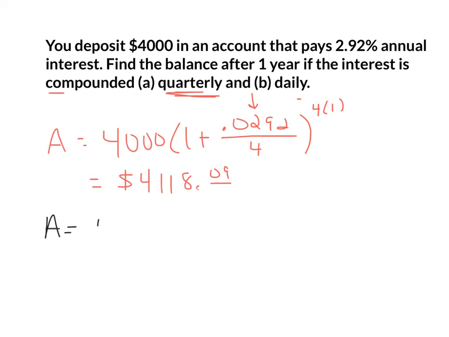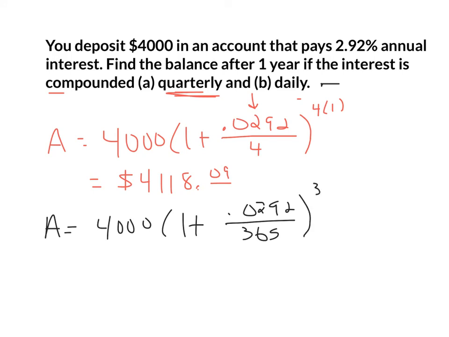A equals same amount, starting amount 4,000. Everything's going to be the same except for the N. The interest rate's still the same. The 1's still the same. All this stuff's the same except it's compounded daily. Remember, N is how many times per year it is compounded. There are 365 days in a year, so I'm going to put 365. Outside, NT is your exponent. Time is still 1 year, so you just punch all that in your calculator.